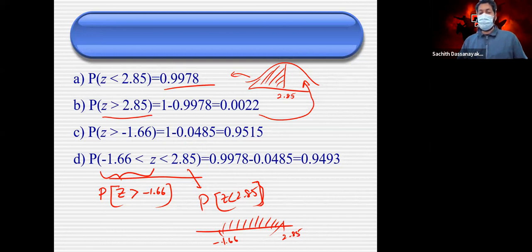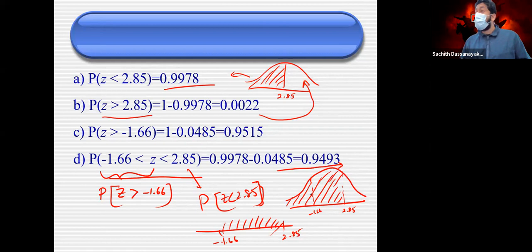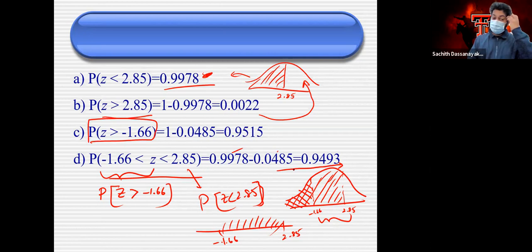So what you need to find? These are the two values, negative 1.66 and 2.85. First you need to find the area from, let's say, negative infinity to this point, this area, and then you have to subtract this area. Clear? So that you can get what you need, this area. That's what they have done here. This belongs to Z less than 2.85, the same value here. And this is the Z greater than negative 1.66. Oh, sorry.